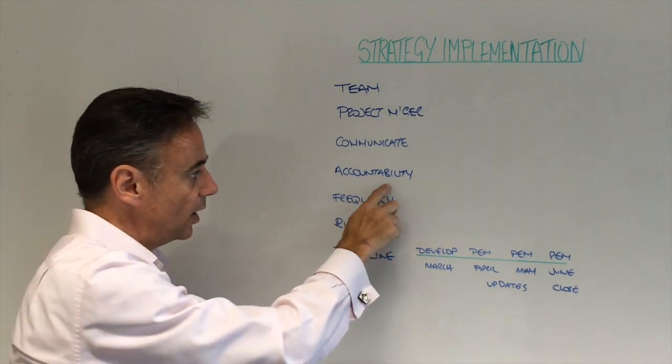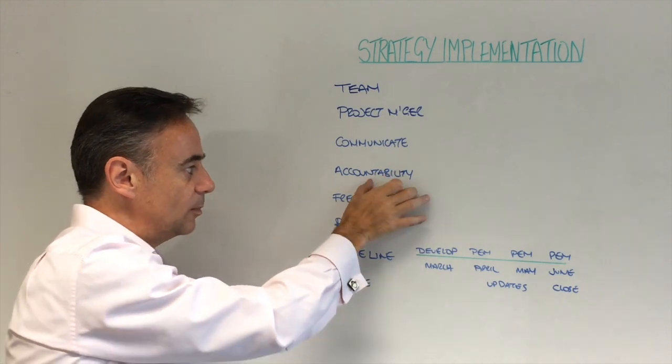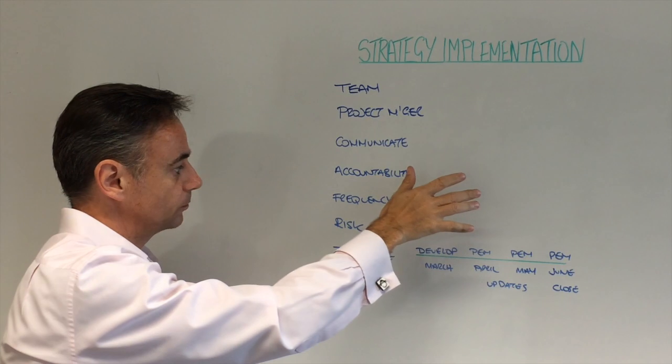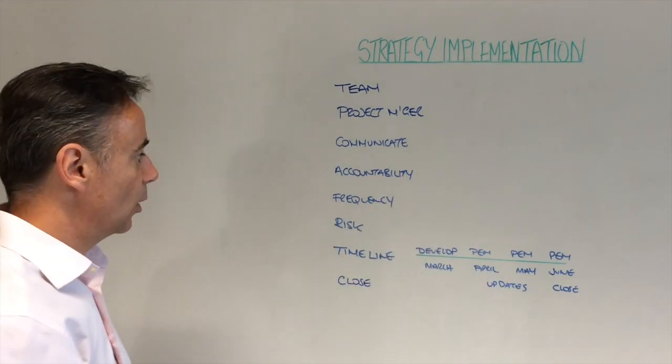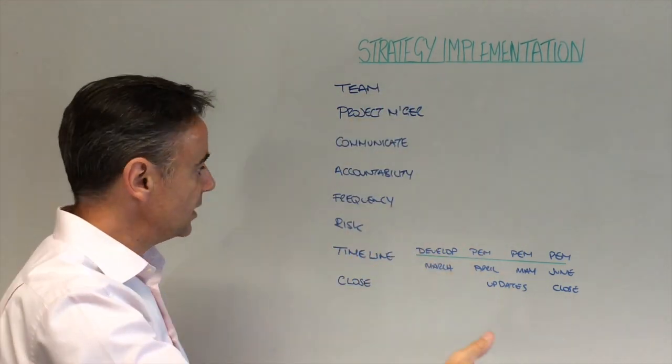Accountability is key, and this is where action plans can really help. So this is all about giving people responsibilities that they are actually going to action in a time frame. Frequency is all about reviewing the process as we go along and making sure that we are reviewing how we're doing on a regular basis.